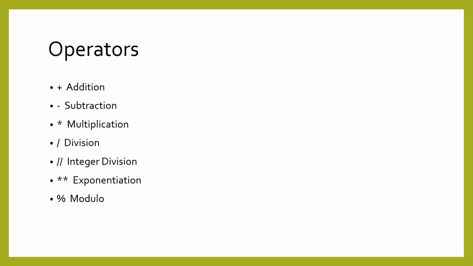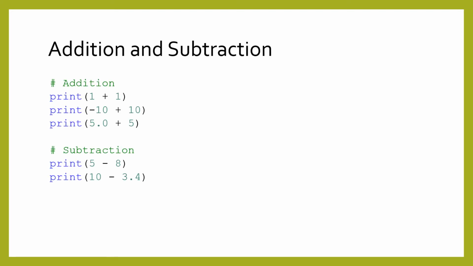There are 7 basic mathematical operators in Python that you should be familiar with: addition, subtraction, multiplication, float division, integer division, exponentiation, and modulo. The plus operator is used for addition, and the minus operator is used for subtraction. The values to the left and right of the operator are the operands. This mostly works just like math you've always seen.